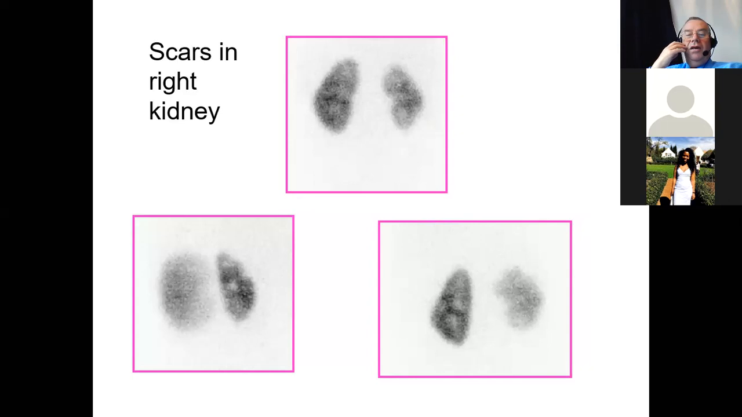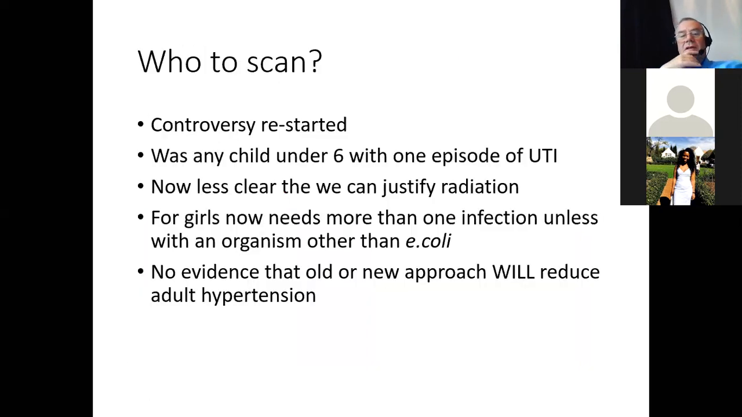Here we have another patient. This is done with a slightly different gamma camera system, but you can see here a normal sized left kidney and a slightly smaller right kidney with focal defects through it. And this again is an 8-year-old child this time. So this is a patient with multiple scars in the right kidney.